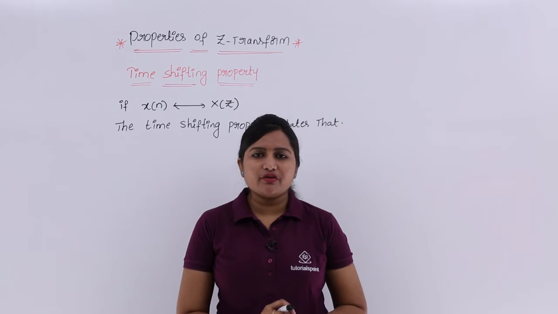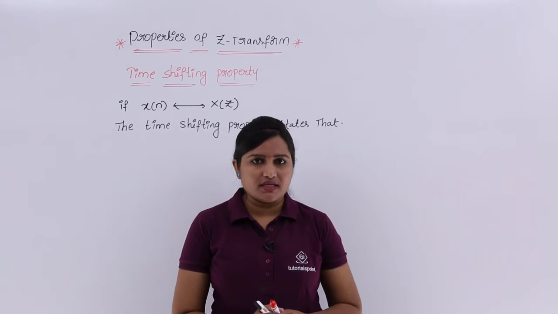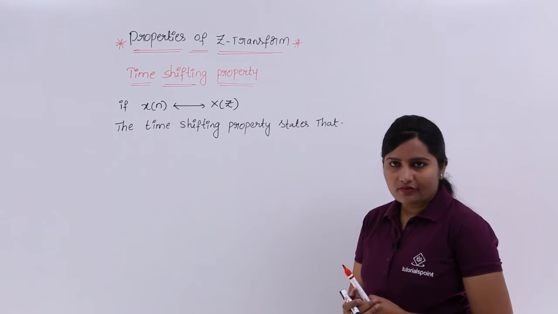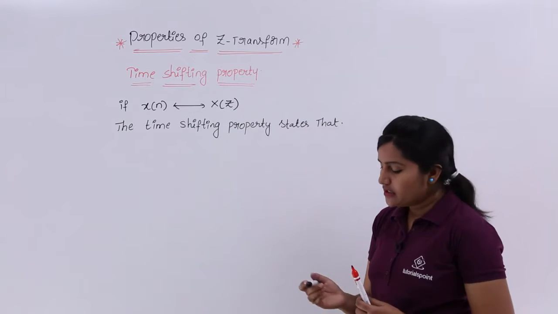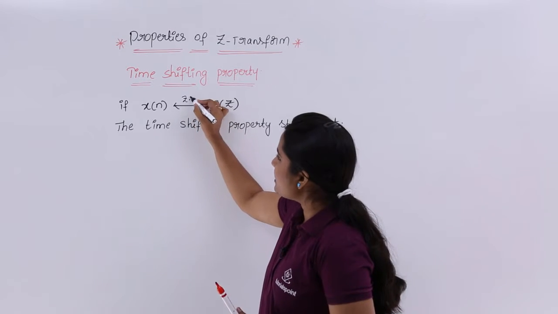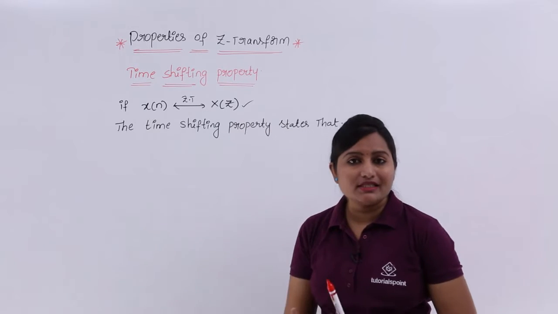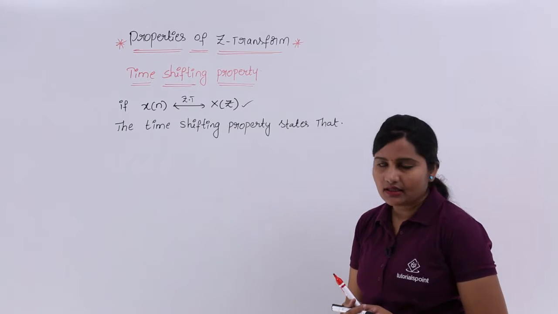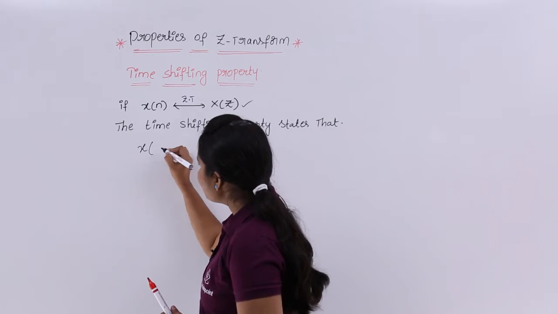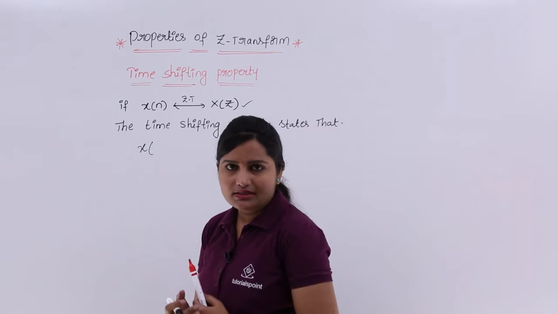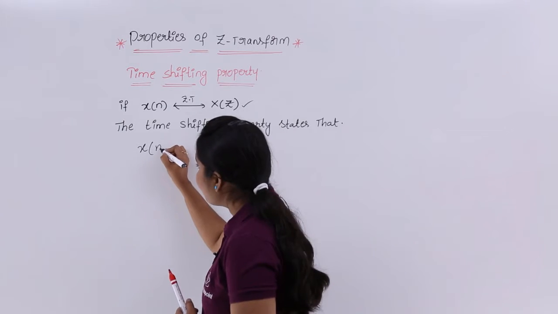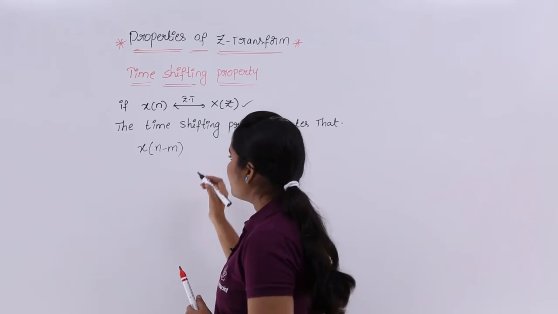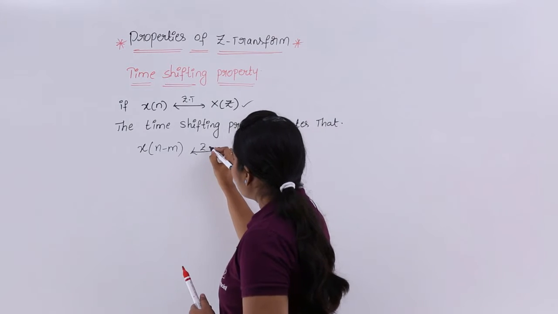In this video, we are going to discuss the time shifting property in Z transforms. You can see here, if we have any discrete time sequence x of n with Z transform x of z, then the time shifting property states that if you consider the time shifting of this discrete time domain signal, like x of n minus m, if you right shift your signal by m, then the Z transform is going to change like this.